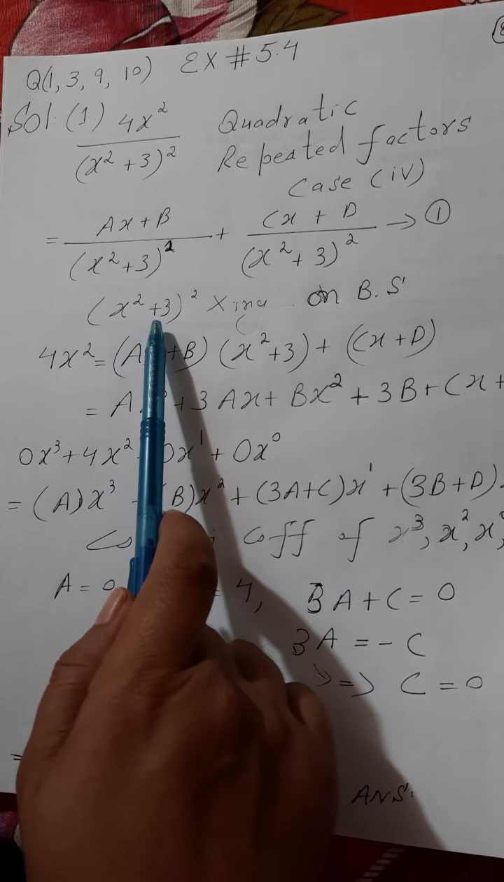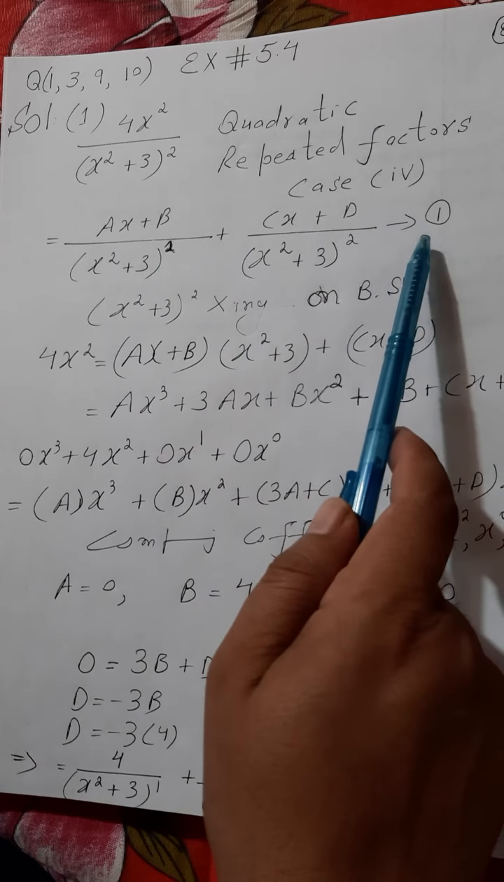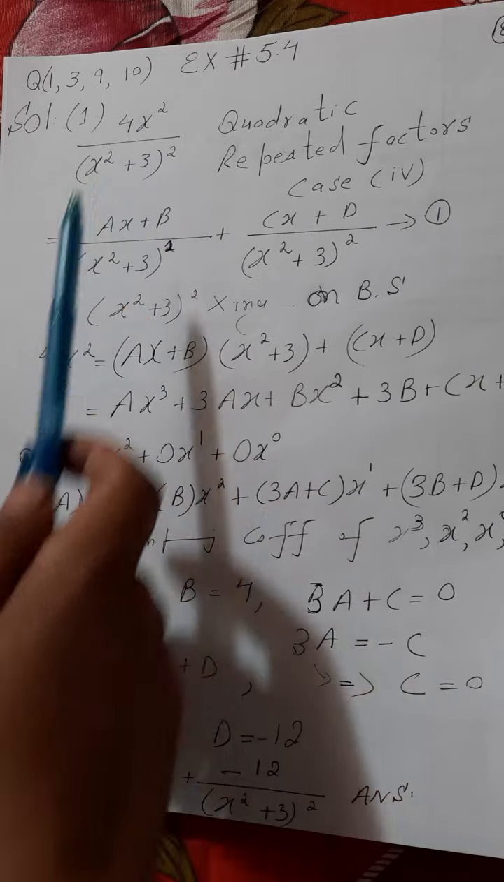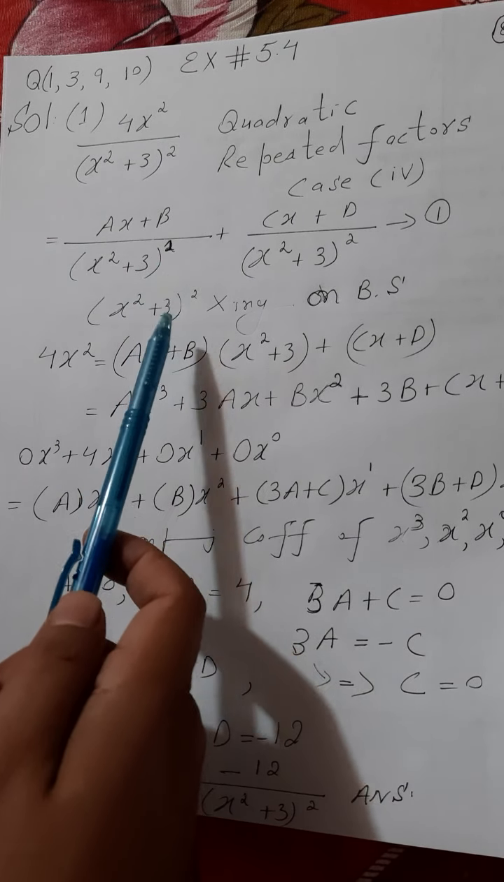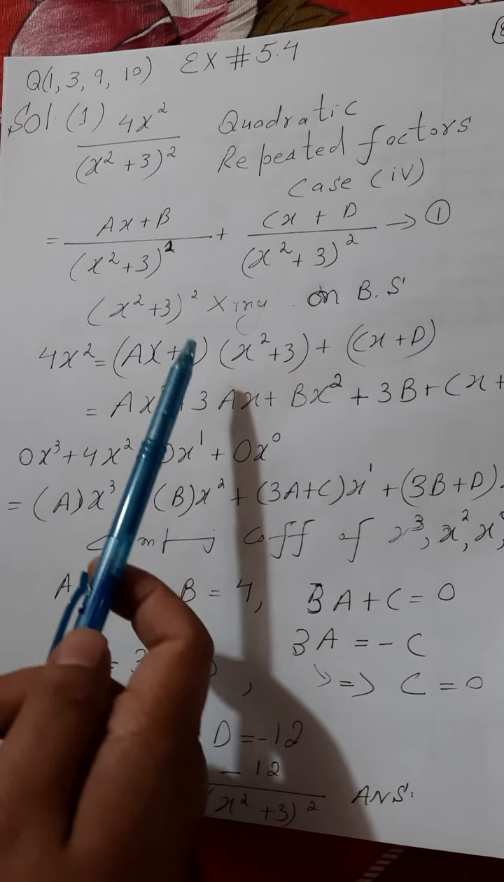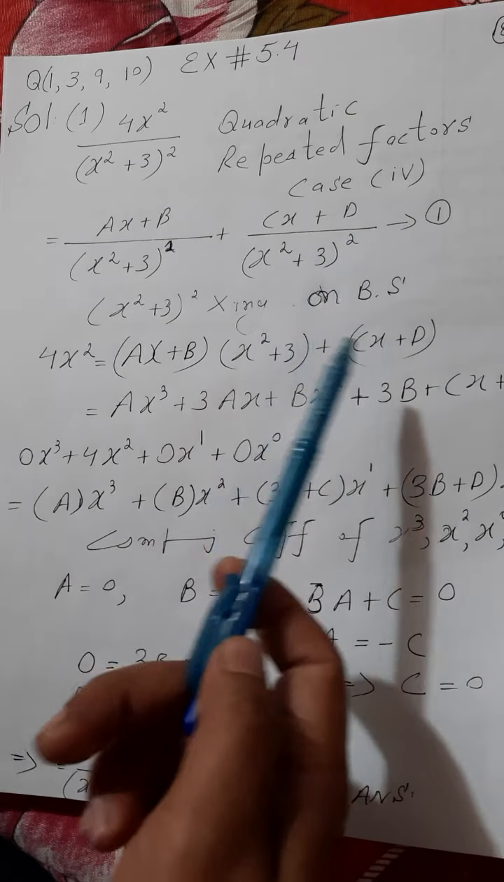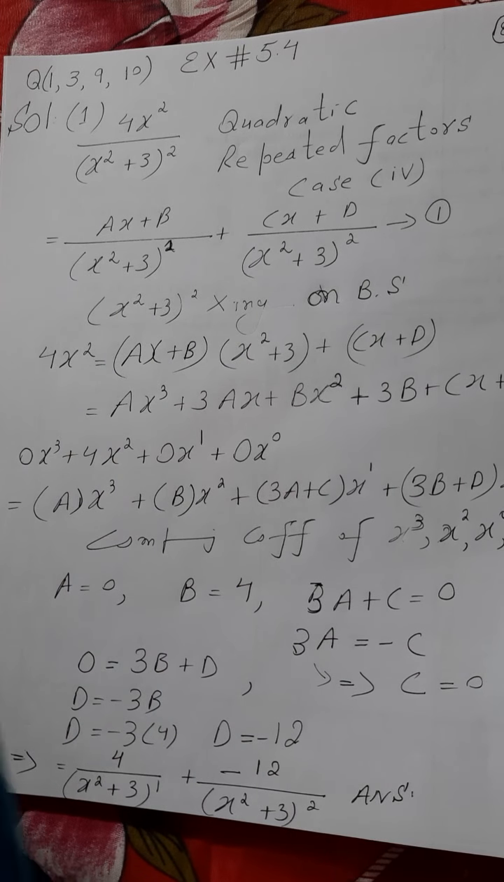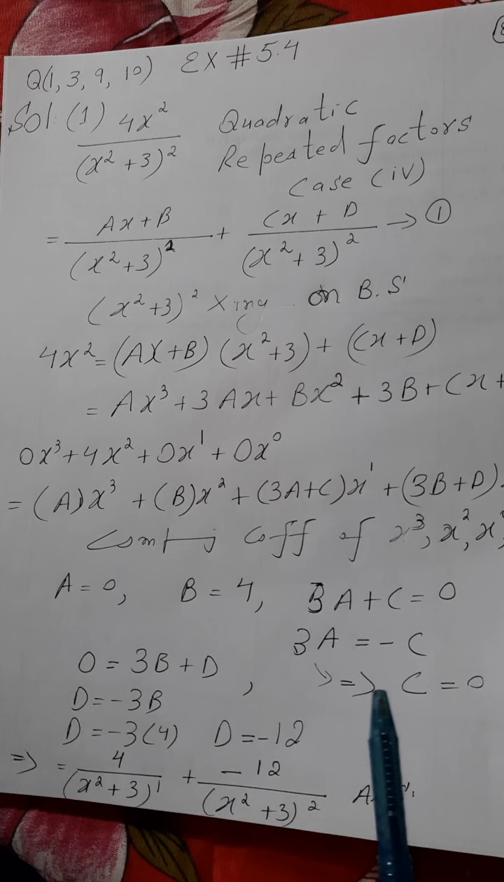Multiplying (x square plus 3) raised to power 2 on both sides of equation 1, the remaining value is 4x square, because this one is cancelled. There is 1 time and there is 2 times, 1 time is cancelled, so there is 1 time, 2 time is cancelled, so there is only cx plus d. Now in this case we find all values of a, b, c, d by comparing coefficients.